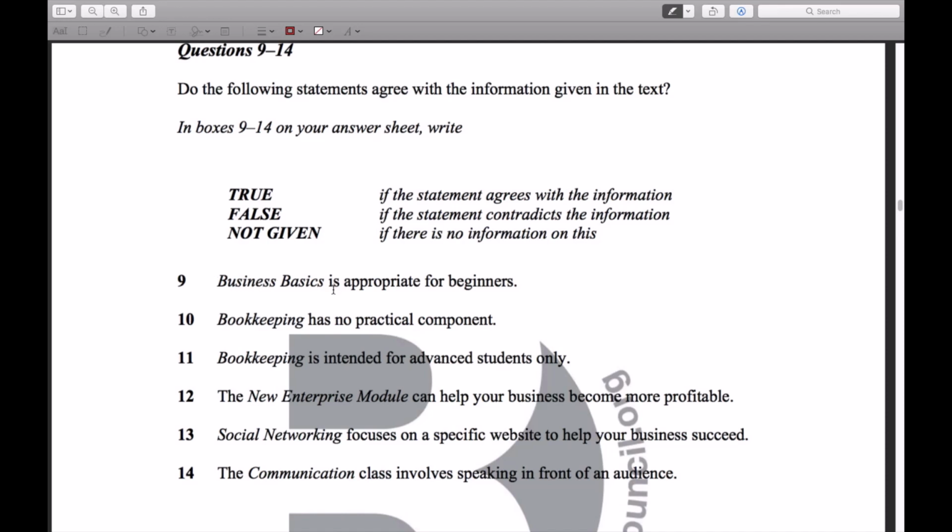Business basics is appropriate for beginners. Bookkeeping has no practical component. Bookkeeping is intended for advanced students only. The new enterprise module can help your business become more profitable. Social networking focuses on a specific website to help your business succeed. And communication class involves speaking in front of an audience. Okay, I didn't really get much of an idea, but there are a few terms here that they're talking about and their characteristics.